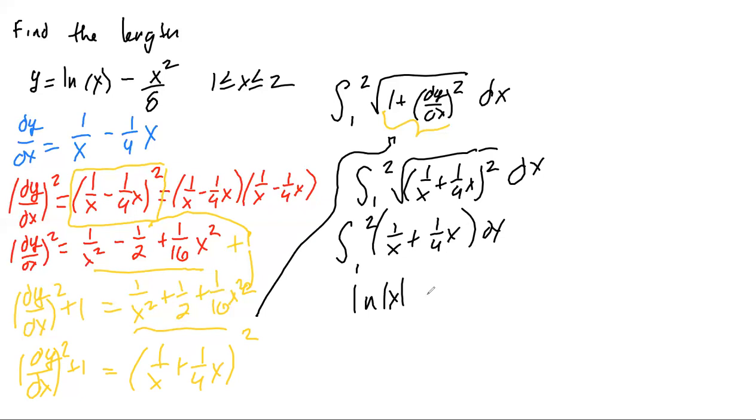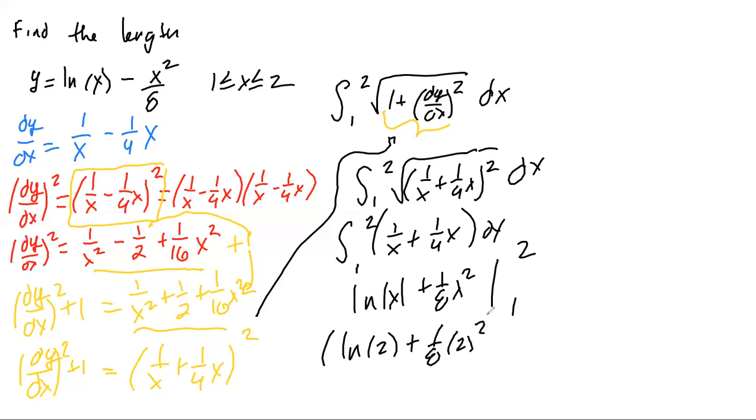This, when we add 1 divided by, we're going to have plus 1/8 x squared, evaluating that between 1 and 2, plugging our upper bound in, natural log of 2 plus 1/8 times 2 squared minus natural log of 1 plus 1/8 1 squared. And here the natural log of 2 is just the natural log of 2. This right here is going to be 4. So 2 squared is 4 times 1/8. I'm going to say that's 4/8.